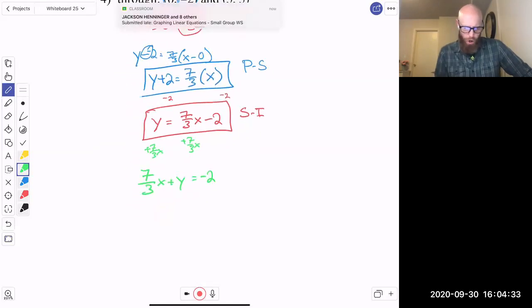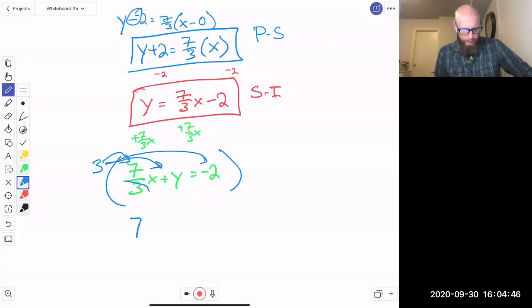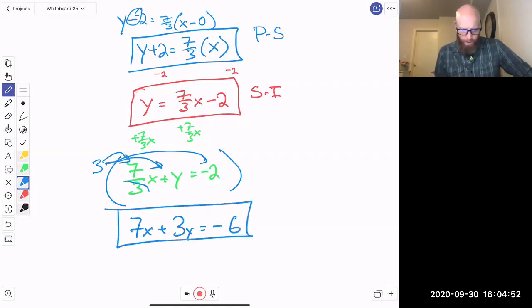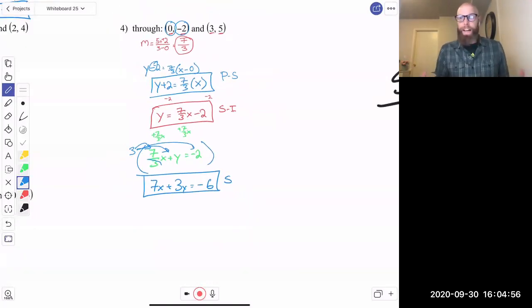All right, super close now. I just don't like that fraction in the front. So I'm going to multiply everything by 3. You always multiply by the denominator because the denominator will cancel out the bottom. Then we get 7x plus 3y equals negative 6. Standard form. There it is, right there. That's the kind of stuff we want to do.